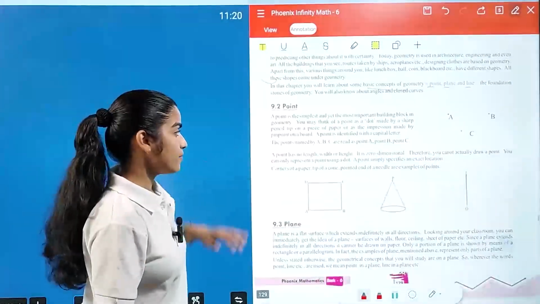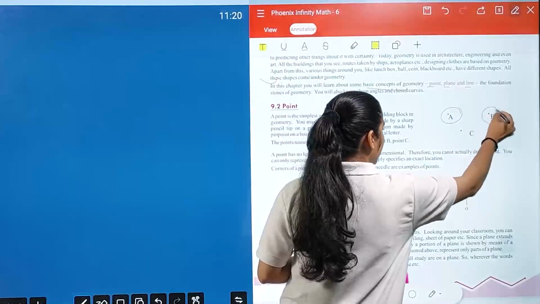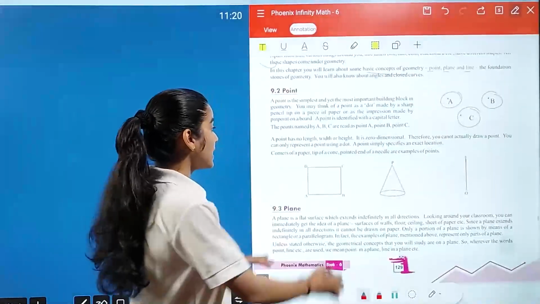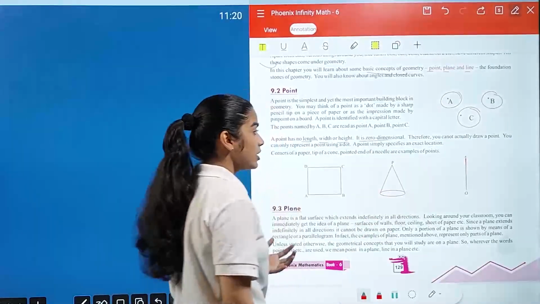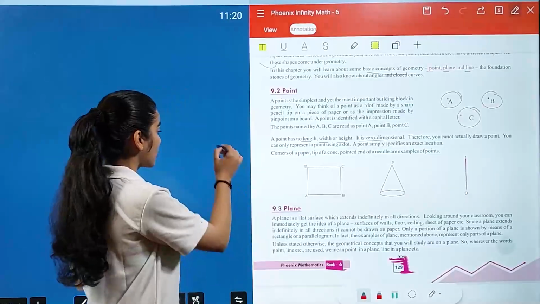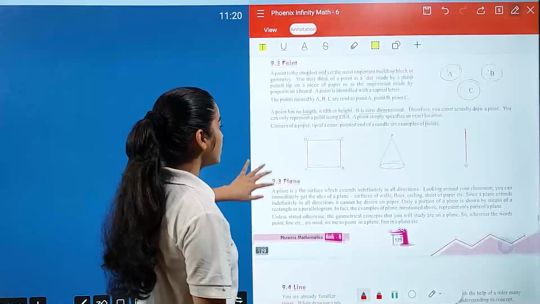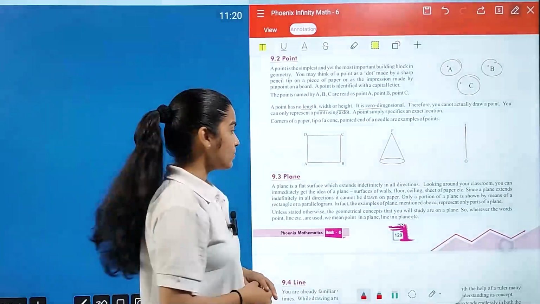First of all we have point. A point is a single dot. This dot A, this dot B, this dot C are represented as points. A point has no length, no width and no height. It is zero dimensional. Therefore, you cannot actually draw a point. You can only represent a point using a dot like this. Corners of paper, tip of a cone, and pointed end of a needle are examples of points.